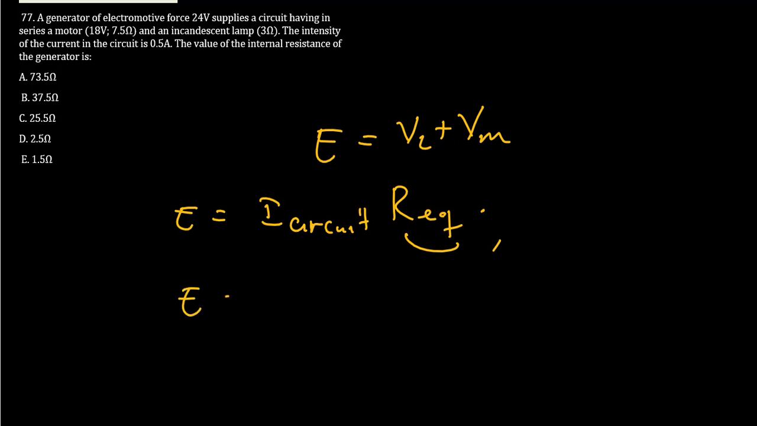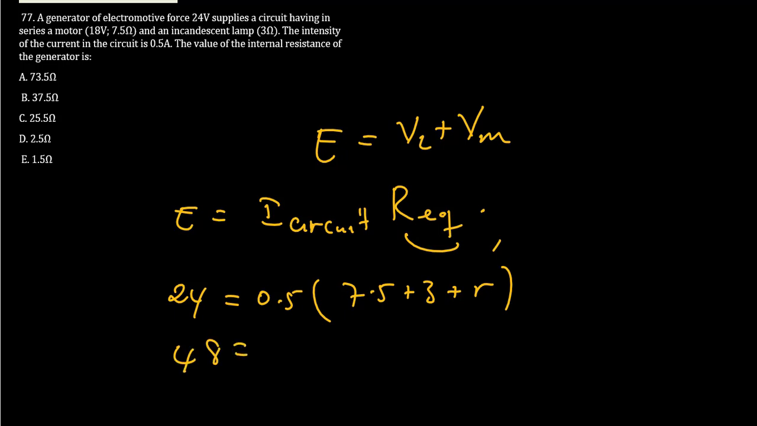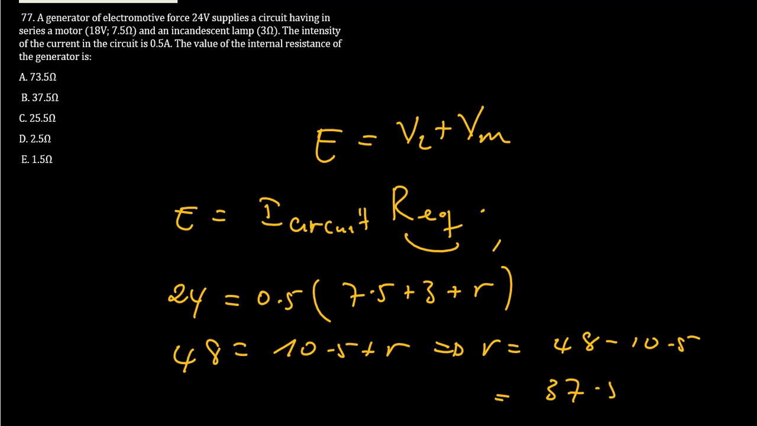So it means our EMF E is given by 24. 24 will simply be equal to 0.5 times the equivalent resistance. The equivalent resistance will be 7.5 plus 3 plus the internal resistance of the generator. And so this gives 48 is equal to 7.5 plus 3, which is 10.5, plus the internal resistance. And so we get the internal resistance R to be equal to 48 minus 10.5. So 48 minus 10.5 is 37.5 ohms. So the correct option is option B.